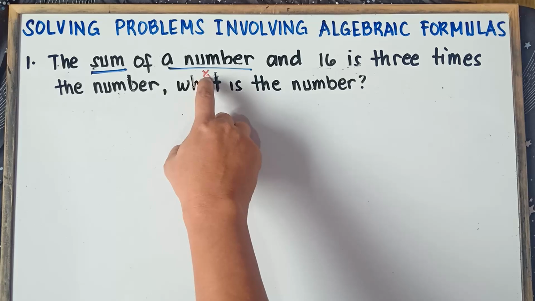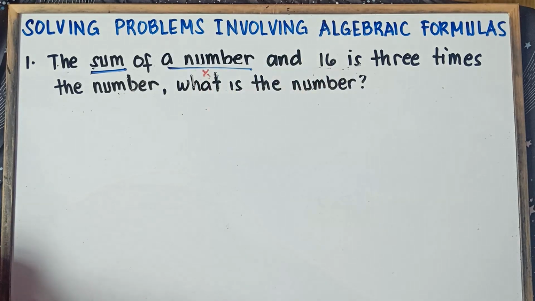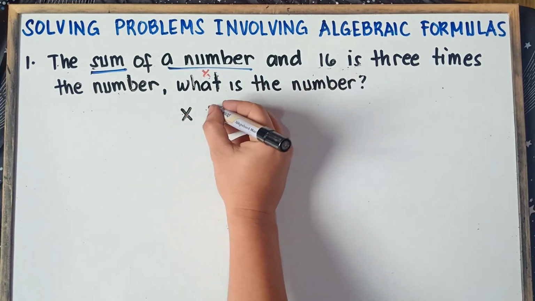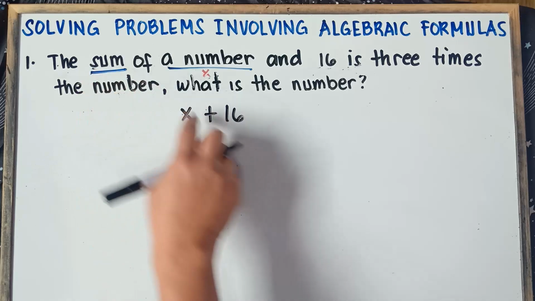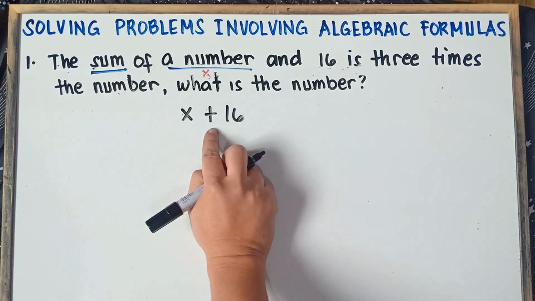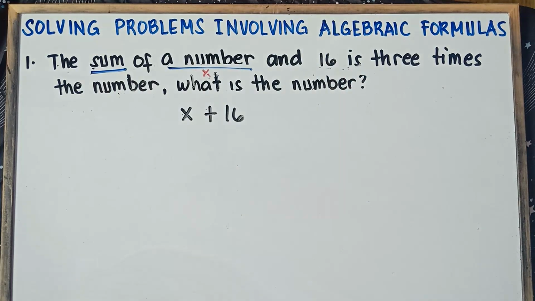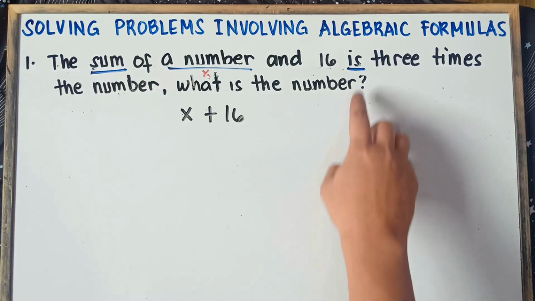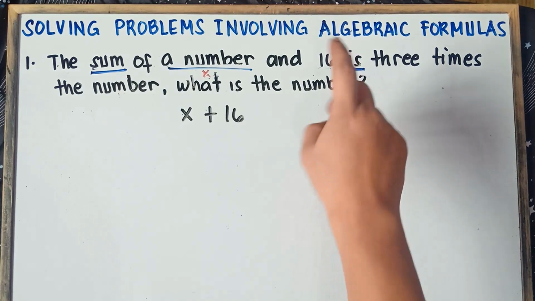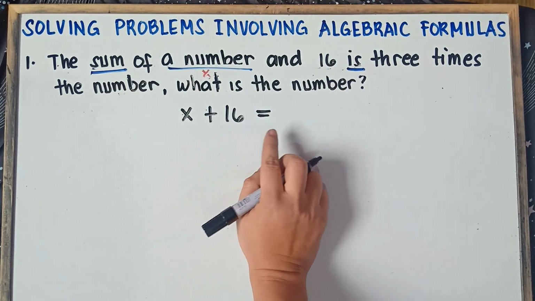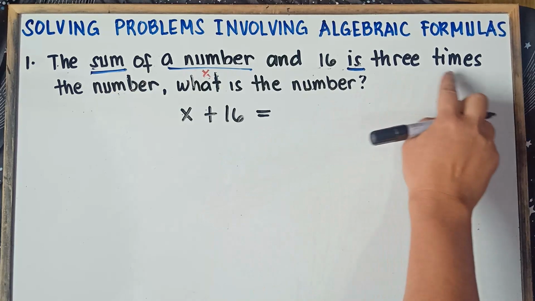So x, a number, and 16. We are adding a number and 16, so there would be x plus 16. The sum, that would be the plus sign. Now, if you have this word is, it means equals. Once again, class, this word is in a mathematical equation means equals. So the sum of a number and 16 is equal sign 3 times the number.